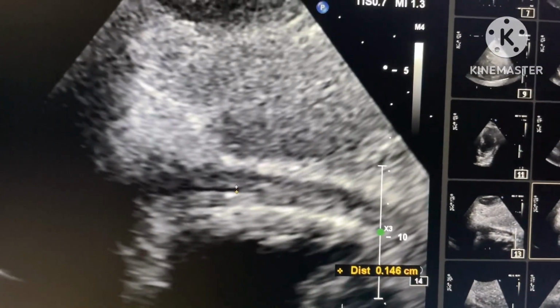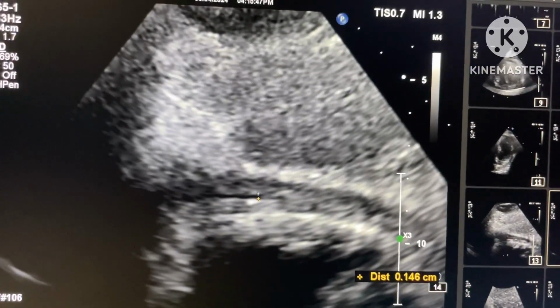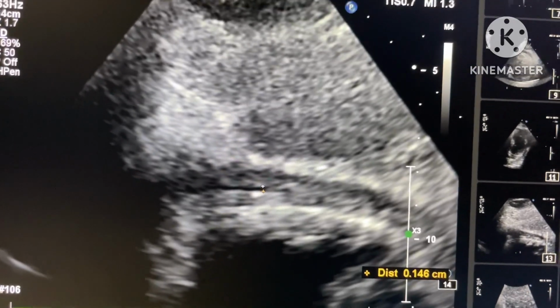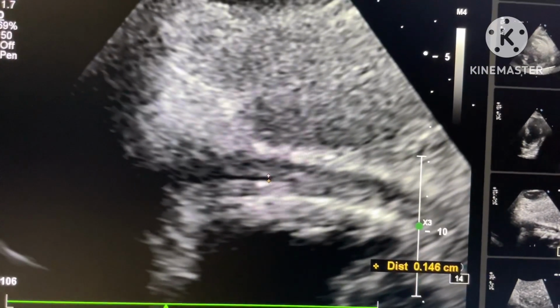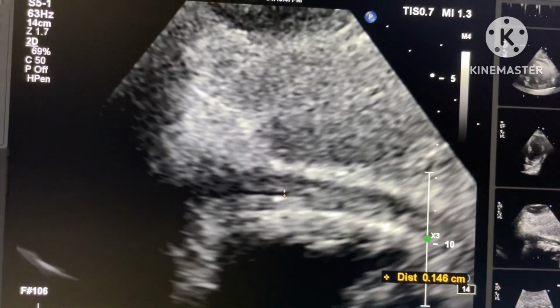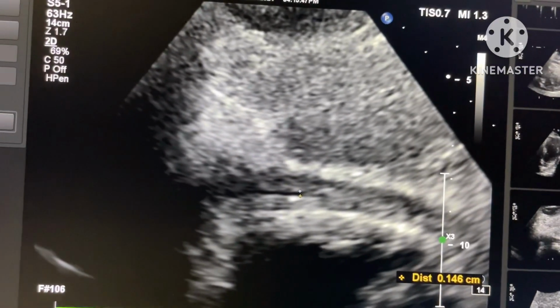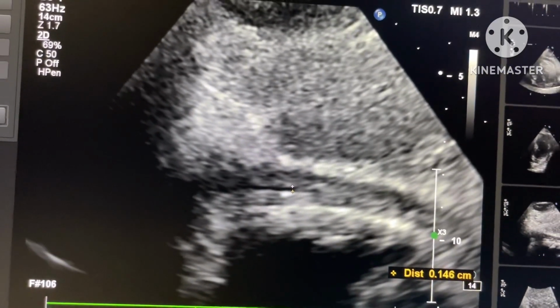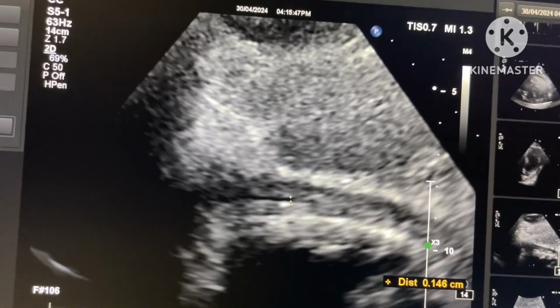The points we came to know from this video: first, annulus paradoxus. The medial annulus has more velocity compared to the lateral annulus. That is annulus paradoxus. Second, paradoxical motion of the interventricular septum. Third, IVC dilated with decreased respiratory variation.